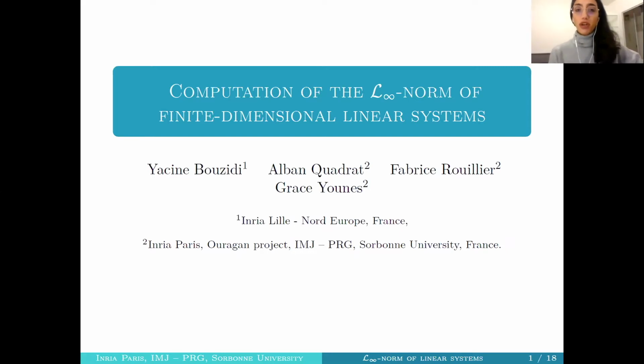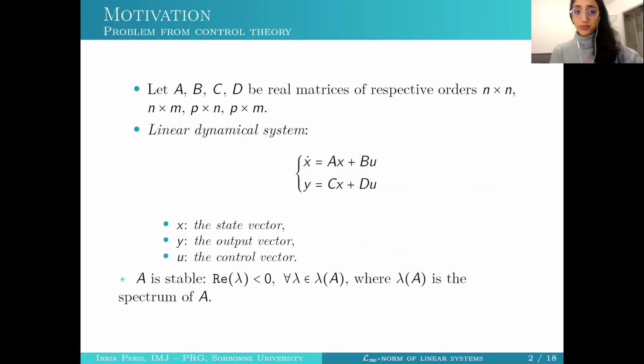I will talk about the computation of the L-infinity norm of finite-dimensional linear systems. Here, we consider four real matrices that will define our linear dynamical system. X is the state vector, Y is the output vector, and U is the control vector.